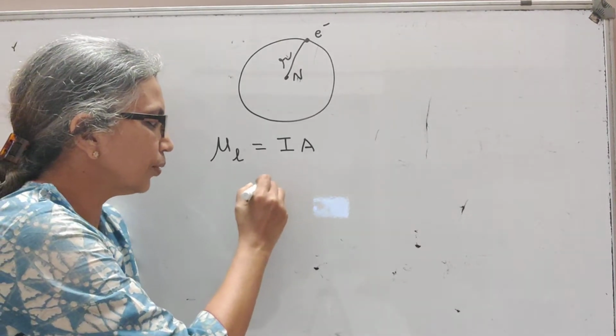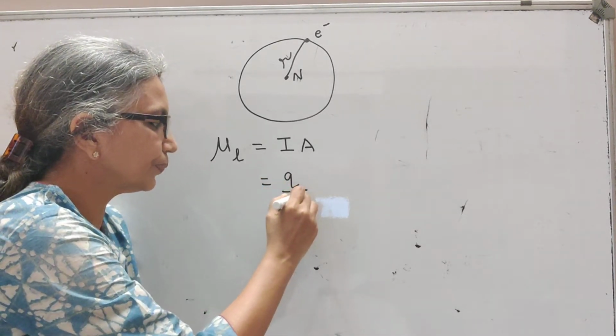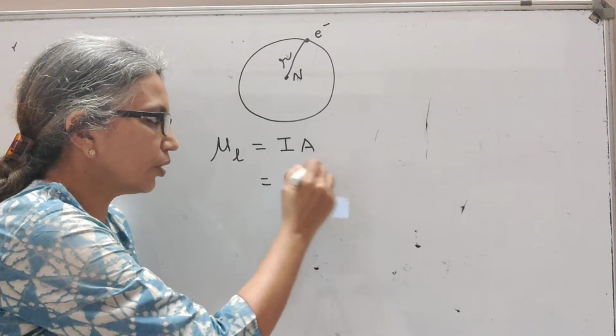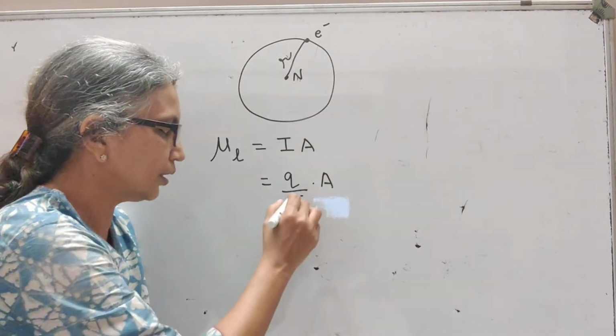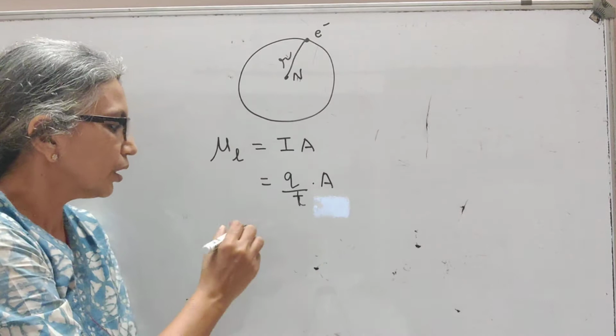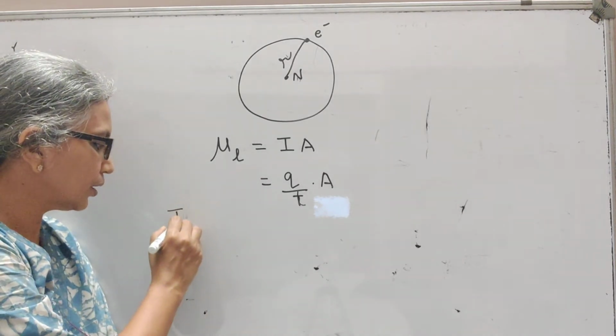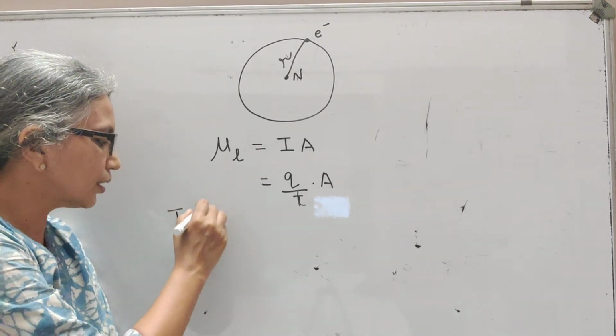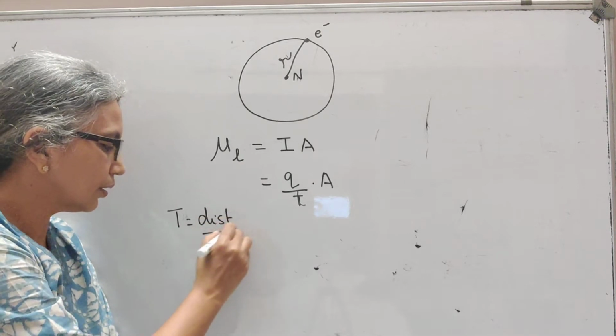Now I, you know, is q by t into A, because rate of flow of charge, q by t, into A. Now here this time period t is distance by speed.